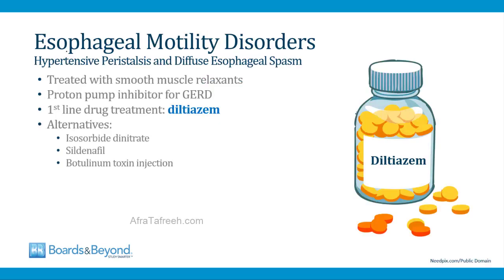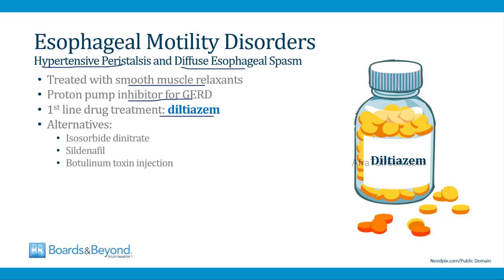In terms of treatment of esophageal motility disorders, we talked about achalasia already. It has its own unique set of treatments. But for hypertensive peristalsis and diffuse esophageal spasm, the treatments are the same. These conditions are treated with smooth muscle relaxants and proton pump inhibitors for GERD. The first-line drug treatment to relax the muscles of the esophagus is the calcium channel blocker diltiazem.